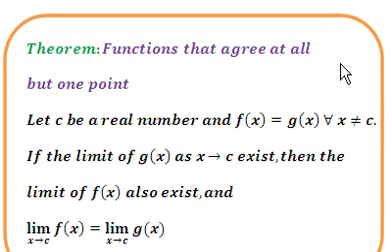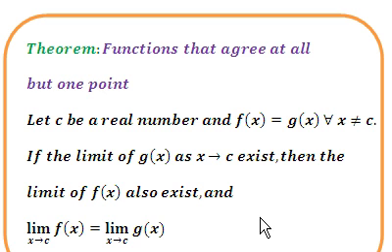We are talking about solving limits analytically, and we're looking at some of these theorems to show what our limit is actually equal to. We have this particular theorem here, the functions that agree at all but one point. Let C be a real number and f of x equal g of x for all x except at C. If the limit of g of x as x approaches C exists, then the limit of f of x also exists. And therefore we could say that the limit of f of x as x approaches C is equal to the limit of g of x as x approaches C.